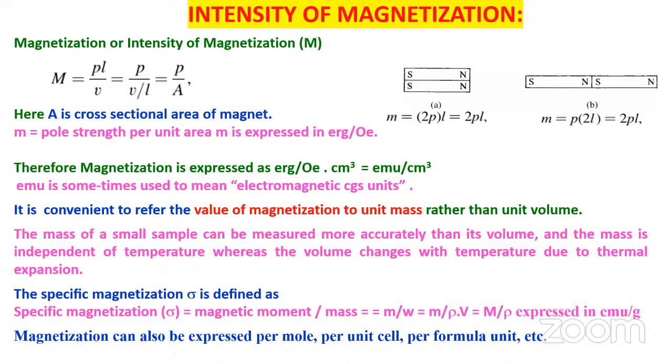First of all, we'll try to understand the term magnetization, or intensity of magnetization. It is defined as magnetic moment per unit volume. This is the simple definition of magnetization. We have seen that magnetic moment is the product of pole strength and magnetic length, and this equation can be rearranged. This is the magnetization, this is the pole strength, and this is the volume, which can be taken in the denominator. Volume divided by length is area, so this can also be expressed as P by A, or pole strength per unit area. That is the magnetization. Here A is the cross-sectional area of the magnet, and M is the pole strength per unit area, expressed in emu per cubic centimeter.